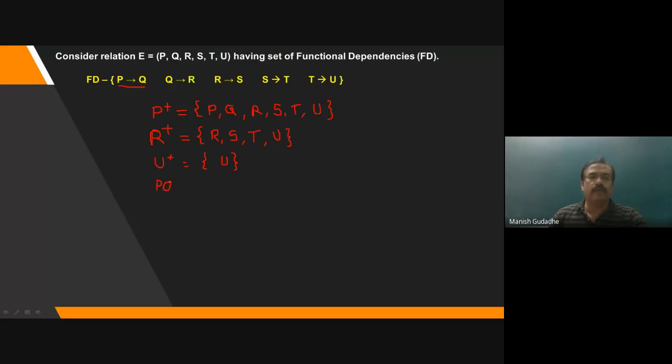PQ plus means whole plus. PQ, I am considering a set of attributes rather than a single attribute. When I say PQ, PQ can determine P, PQ can determine Q. Okay, the trivial dependency. In this case, now PQ, now P cannot determine anything else, but Q can determine R. So R will also appear here. R can determine S. S will appear here. T will appear here. U will also appear here.